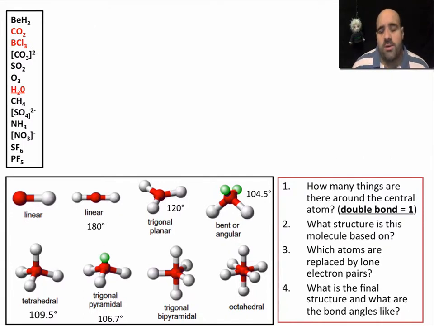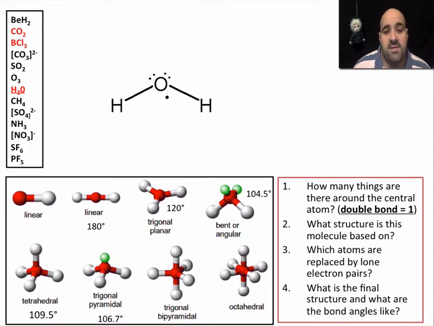Next one, we're going to draw water, and we're going to see why water is bent. So the Lewis structure for water looks something like this. And the question is, what is our central atom? Our central atom is oxygen. And how many things are around that central atom? Well, there's a bond. There's another bond. There's one pair of electrons, and there's another pair of electrons. So oxygen is essentially surrounded by 4 things.